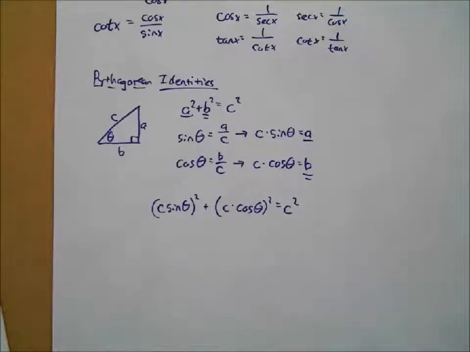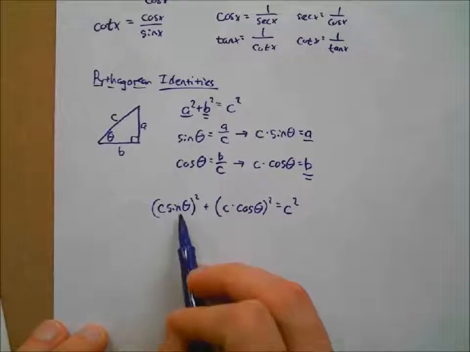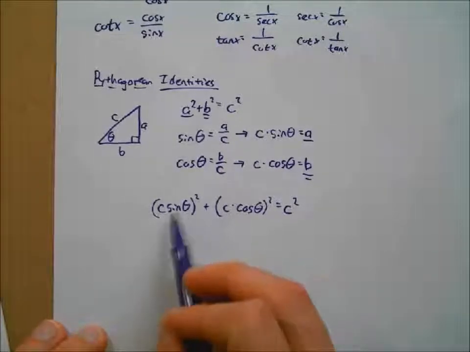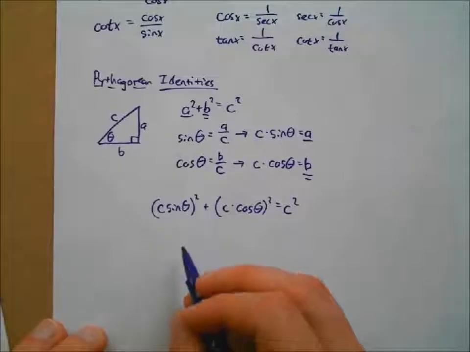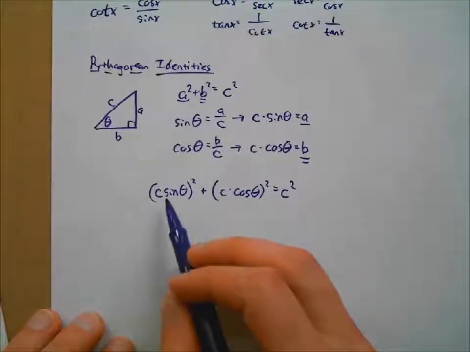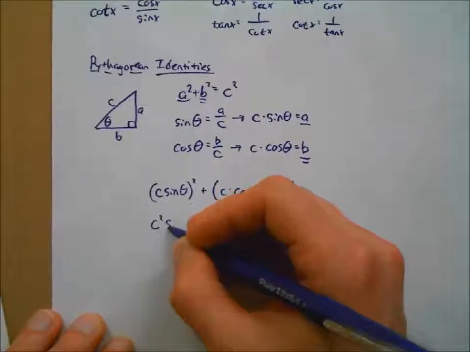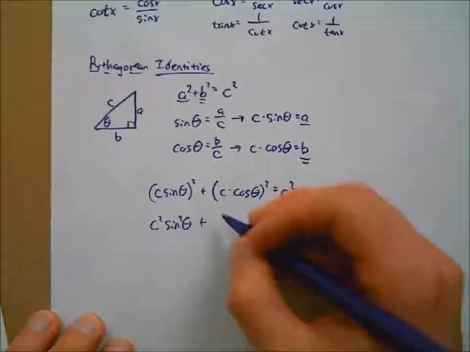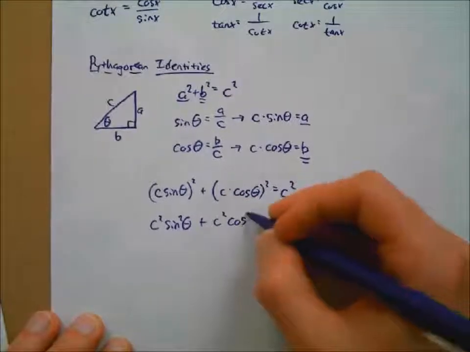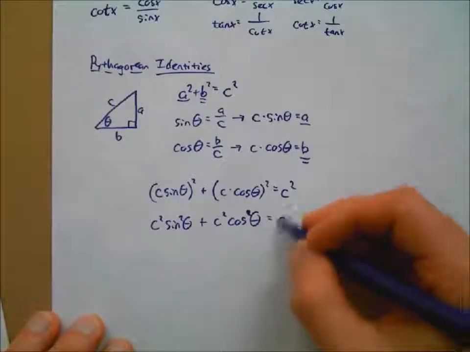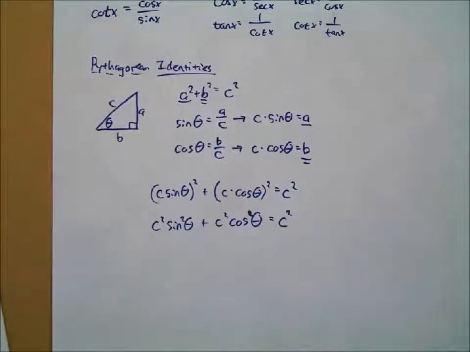Okay, so c sine theta, that quantity squared, how can we simplify that? Or how can we rewrite that? C squared sine squared theta. Yep, and then this also, c squared cosine squared theta equals c squared. Okay. And how can we further simplify here? Ideas?